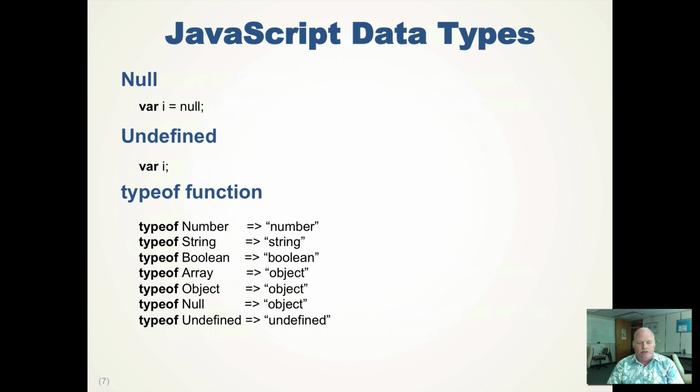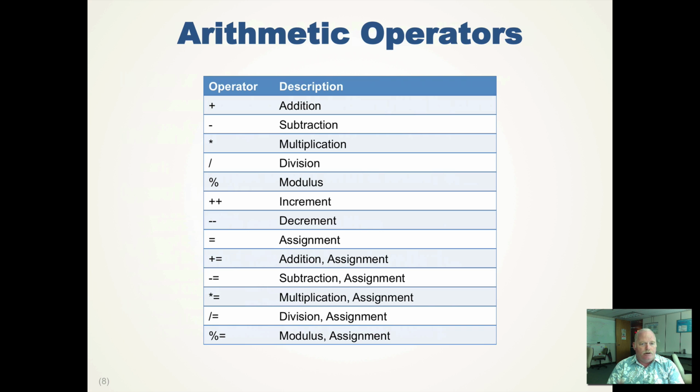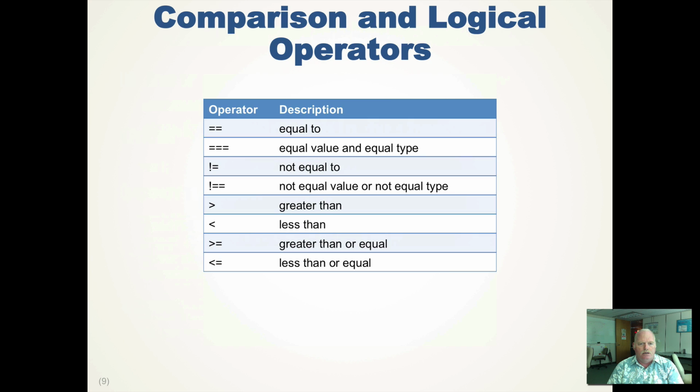So that's a very nice way of checking to see whether you actually have something there. So the standard arithmetic operators: addition, subtraction, multiplication, division, modulus, so we can get the remainder, etc. We increment, decrement, assignment, plus equals, minus equals, multiply equals, very traditional arithmetic operators.